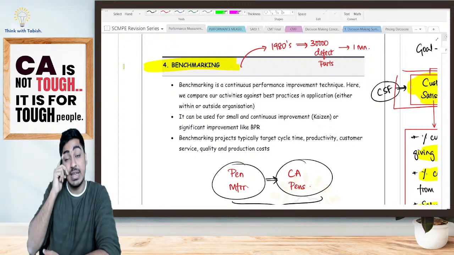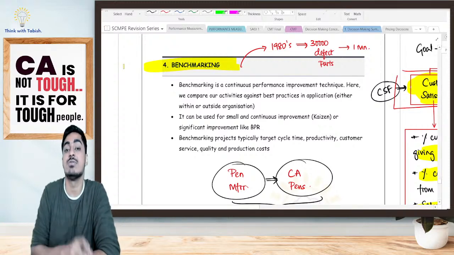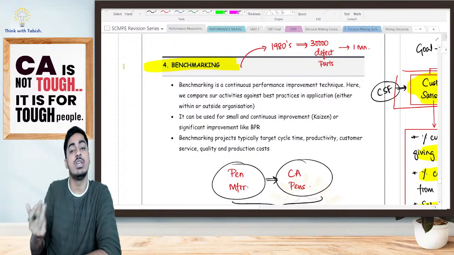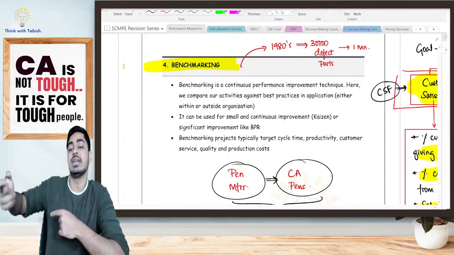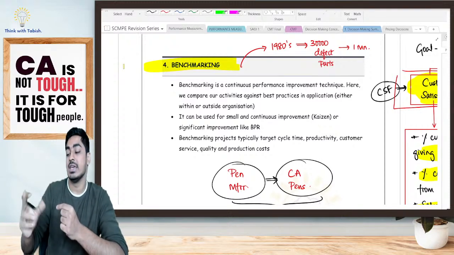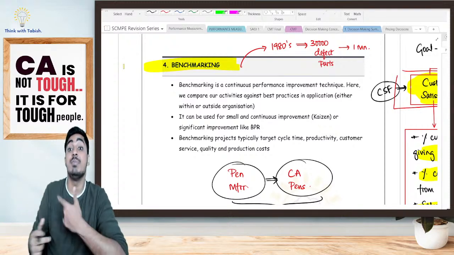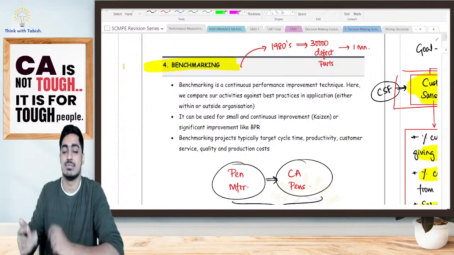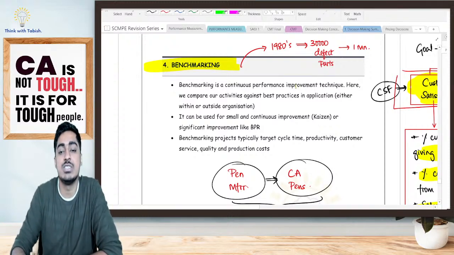Say for example, I am studying 6 hours a day as a student. I feel okay, it is good, nobody else around me is studying that much, but I have to benchmark it against the people who are doing CA. My all India ranker, how many hours was he studying, and how effectively? Based on it, I will benchmark and try to improve my performance. So it is a continuous performance improvement technique.